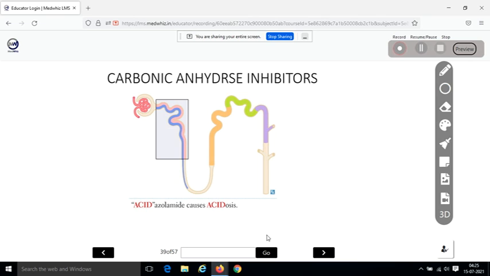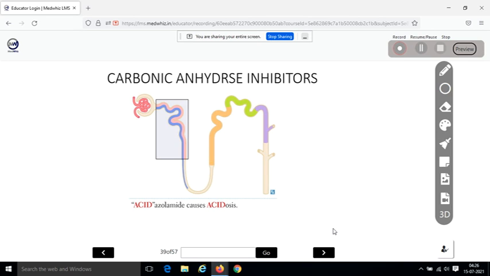So they cause acidosis, acetazolamide, you can remember it like this. Acetazolamide causes acidosis. So now you have learned the carbonic anhydrase inhibitors, which are present with these drugs. They act at the proximal convoluted tubule.